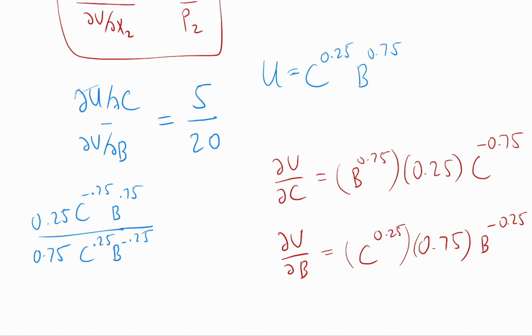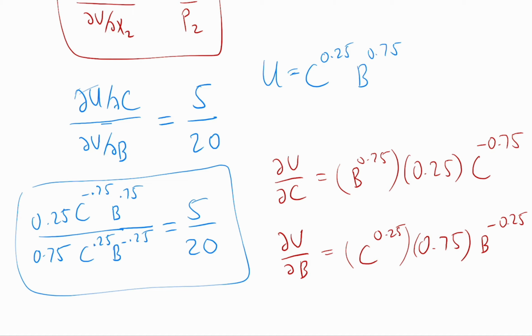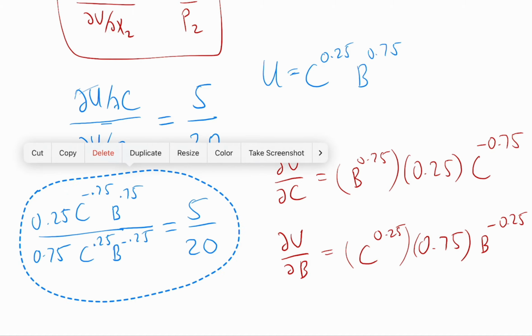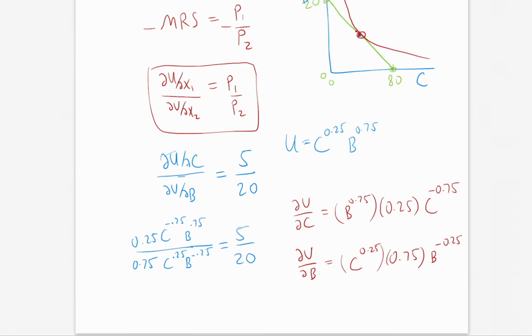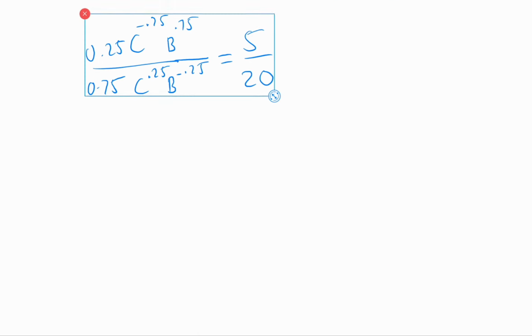So we have that, and now we need to set that equal to just the price ratio, which was 5/20. And again, this looks more complicated, like, oh man, how are we going to do this math? But things will cancel out pretty nicely here. So I'm going to just copy this. And now let's think about how we could simplify this.